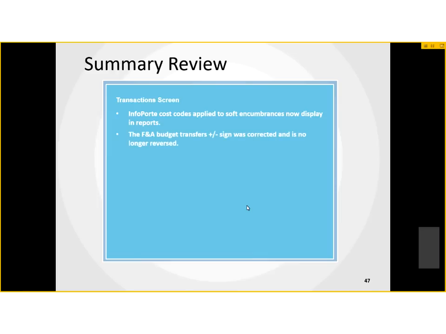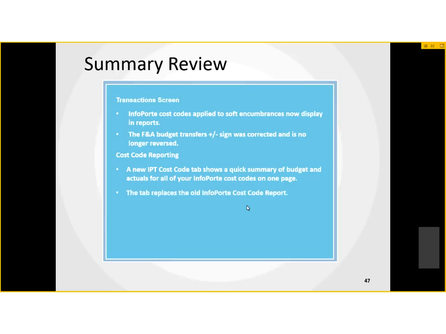The F&A budget transfer sign has been corrected so that the transaction is displaying properly. Cost code reporting has been greatly enhanced for those who do their cost coding in InfoPorte. You can see a quick summary of your budget and actual for any of your InfoPorte cost codes. Just do keep in mind that you can't see any reporting right now for Connect Carolina cost codes used in the IPT Cost Code field.